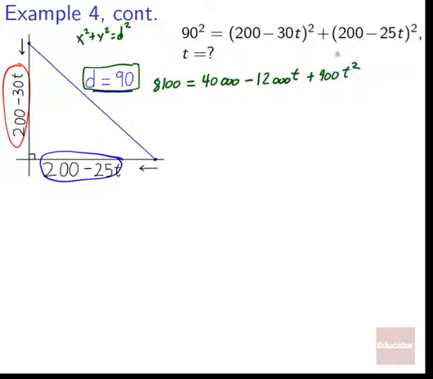The next one, so plus 40,000 again for the other portion. 200 times negative 25 becomes minus 5,000, but then we also have negative 25 times 200 the other way, so it's negative 5,000 doubled, so minus 10,000t, plus negative 25 times negative 25, so plus 625t squared.